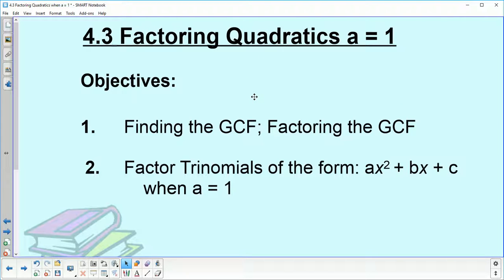And that is it for this lesson. So we covered two things. Our greatest common factor. Remember, factoring means division. It's like the anti-distribution. And then factoring trinomials when a is 1. So we just have something that's x squared plus bx plus c. And that is it for this lesson.